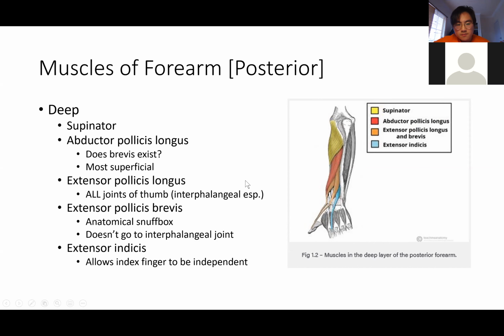And where does it insert? Well, the brevis is shorter, so it ends earlier in the thumb. The longus is longer, so it goes to all the joints of the thumb. Okay, so brevis doesn't go to the interphalangeal joint. The longus is longer, so it goes to all of the joints. And finally, the extensor indicis, also a pretty self-explanatory name.